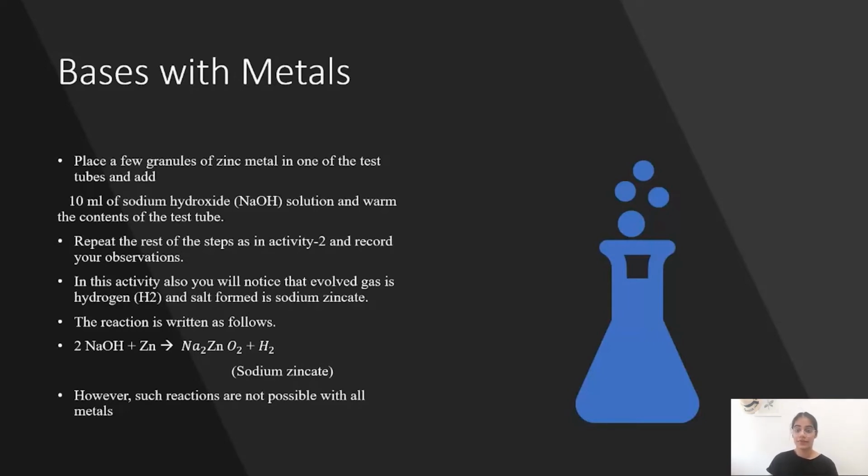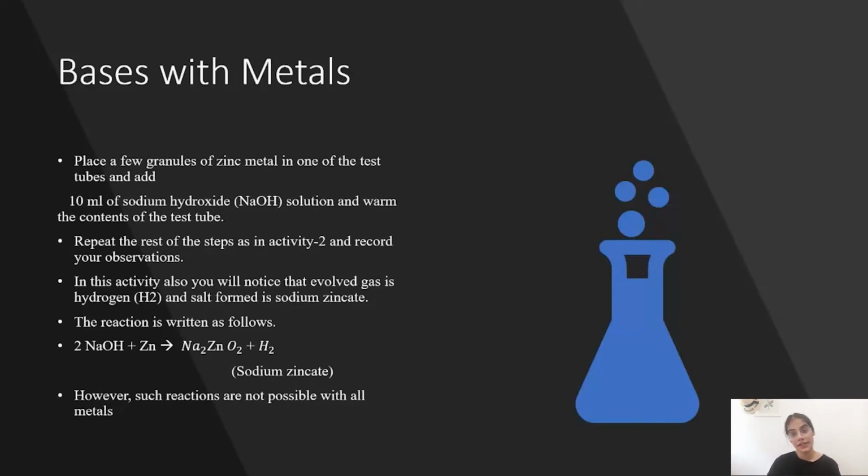So one example that we took was when we take zinc metal in a test tube and we take sodium hydroxide, about 10 ml of it, and we mix them and we try and observe the reaction. Then we see that hydrogen gas is evolved in this particular reaction, and the equation will go as follows. 2NaOH, that is 2 molecules of sodium hydroxide, react with 1 molecule of zinc to form a certain substance which is called sodium zincate. Its formula is Na2ZnO2, sodium zincate, and hydrogen gas is evolved.